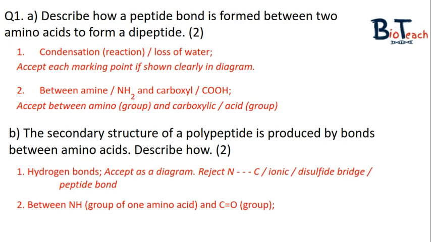I actually think that it's easiest to state that the hydrogen bonds occur forming the beta-pleated sheet or the alpha helix. For that second marking point, you might want to mention the beta-pleated sheet or the alpha helix to make your life a little bit easier. I certainly would recommend that you say this over where the hydrogen bonds are.